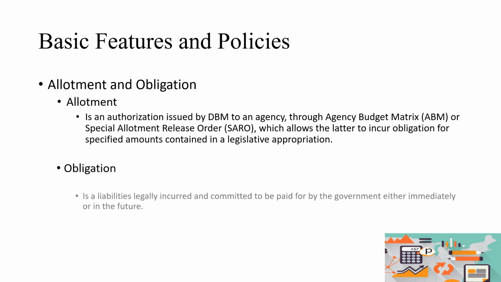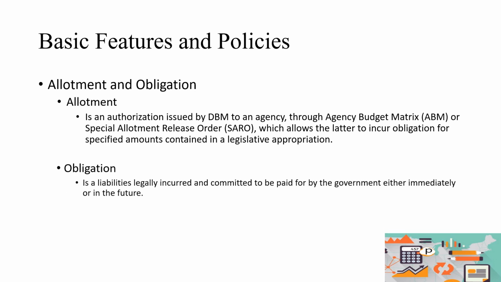Next, we also have the obligation. When there is already an allotment or the NCA, the government will now be allowed to make an obligation. Obligation is the liabilities legally incurred and committed to be paid by the government either immediately or in the future. Meaning, these could be all the expenses incurred by the government or committed through contracts and must be paid in a future period.